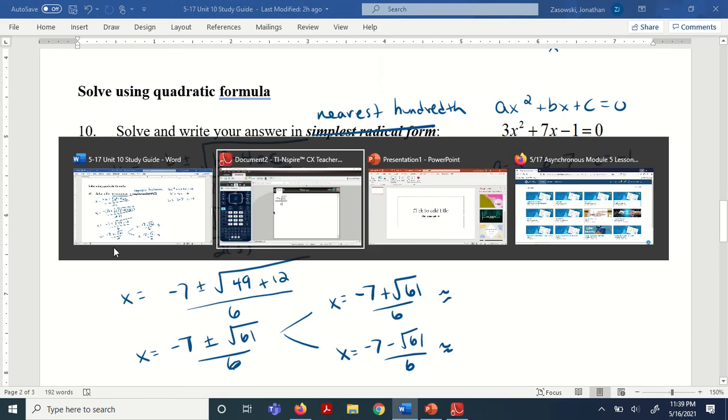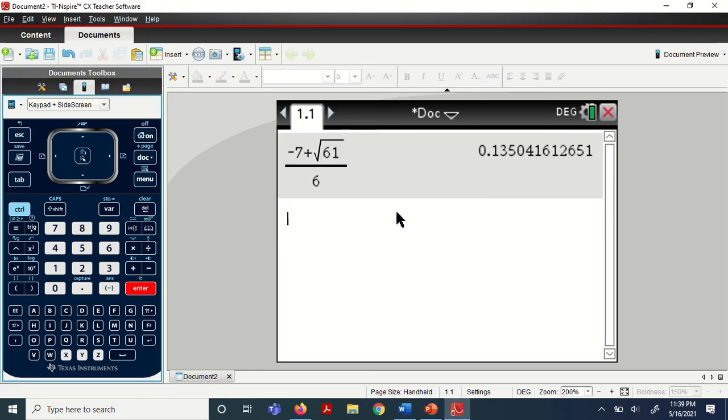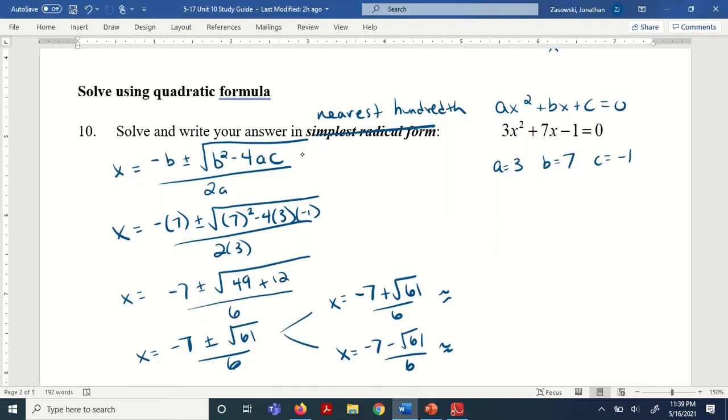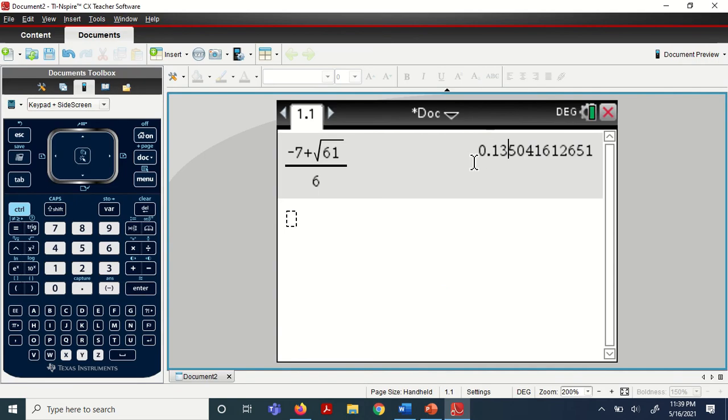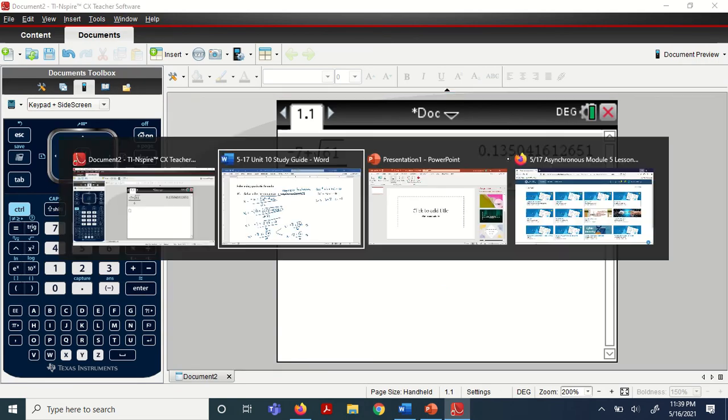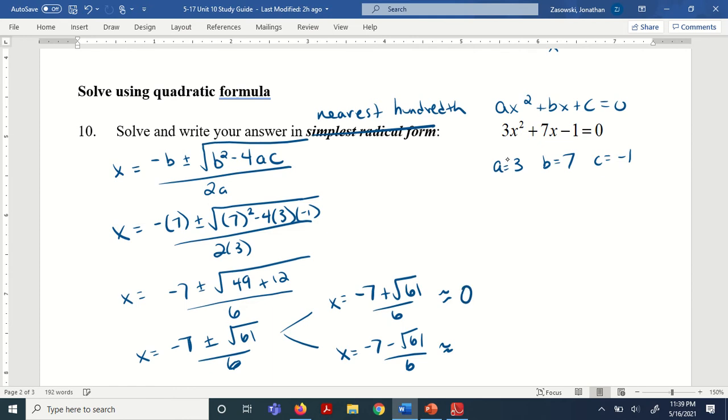Make sure it matches what we had. Enter, and there's our first answer. Nearest hundredth is two zeros, so we want to round to the second decimal place. That's going to be 0.13. The next number is the only one we look at. It's a 5, so we're going to round up. So this is going to be 0.14.